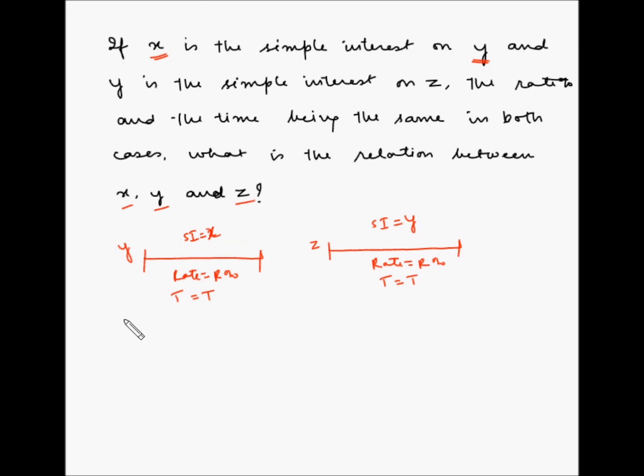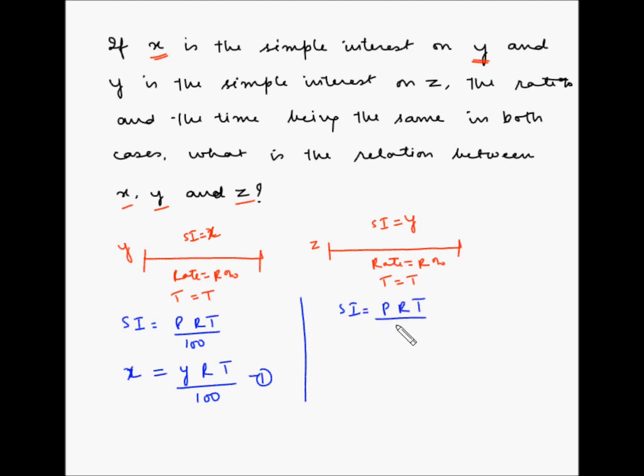So let's take the first case. So we already know that simple interest is equal to PRT by 100. Now in the first case simple interest is x, principal is y, rate is r, time is t, and this divided by 100. So this is our case number 1. Now in the second scenario, again simple interest is equal to PRT by 100. Simple interest is equal to y. So y is equal to principal is z, so z multiplied by r multiplied by t divided by 100. So this is our second scenario.